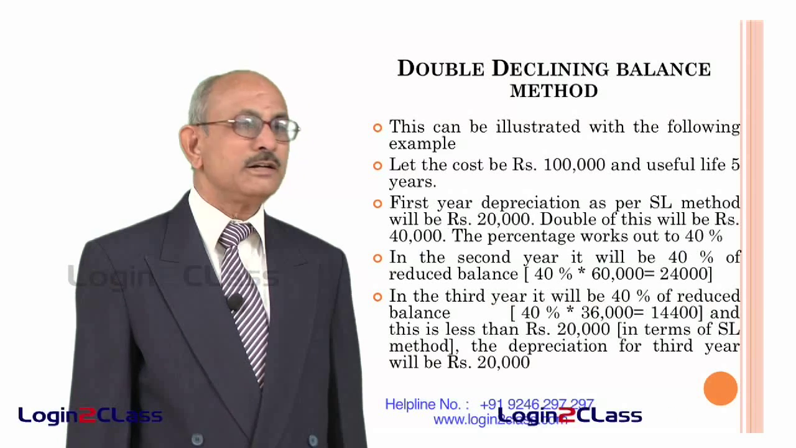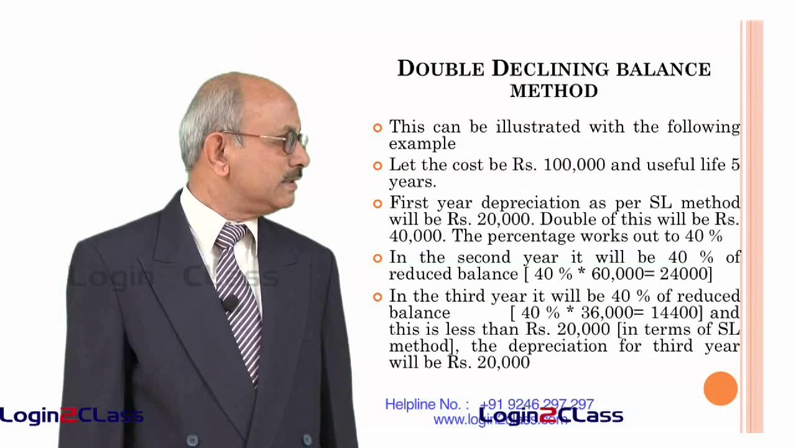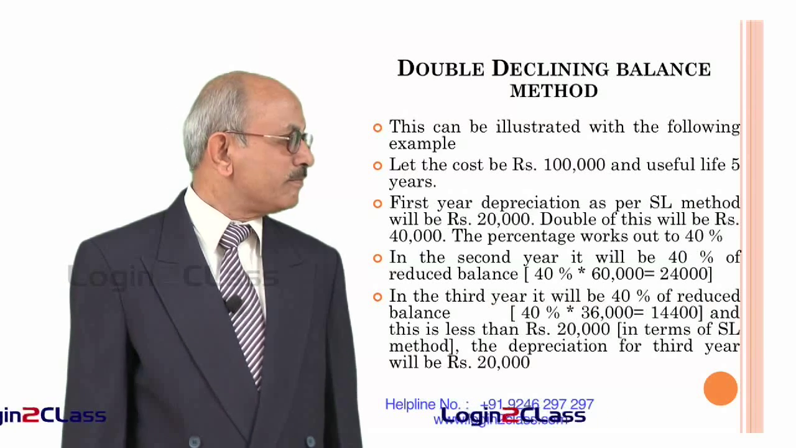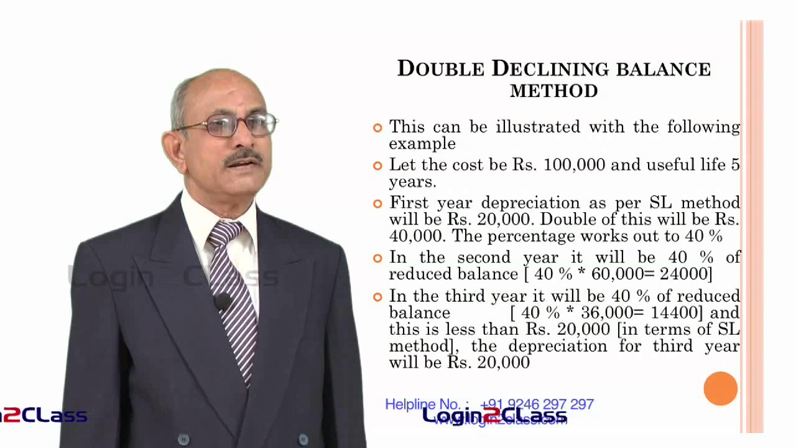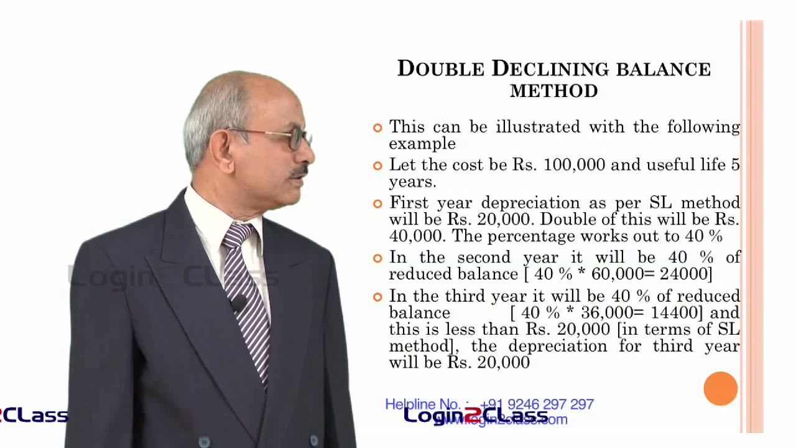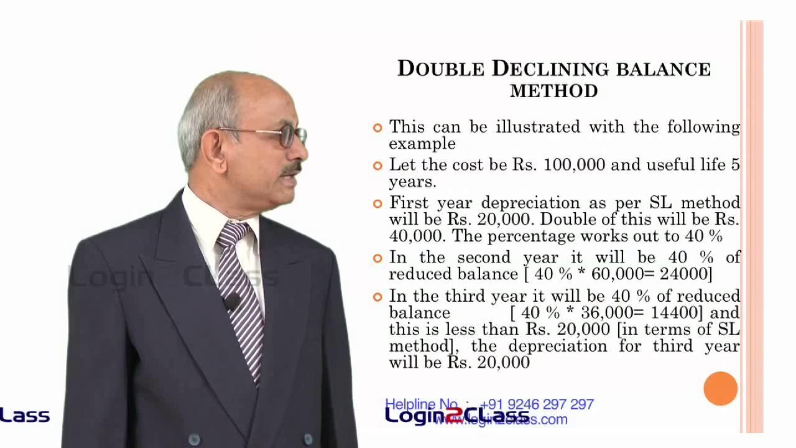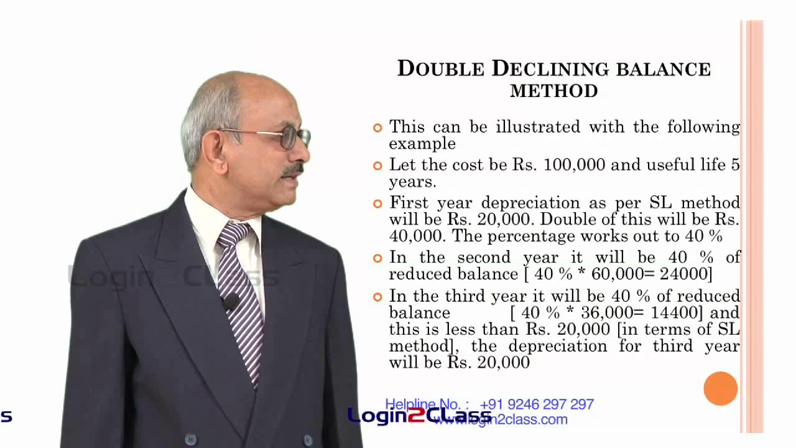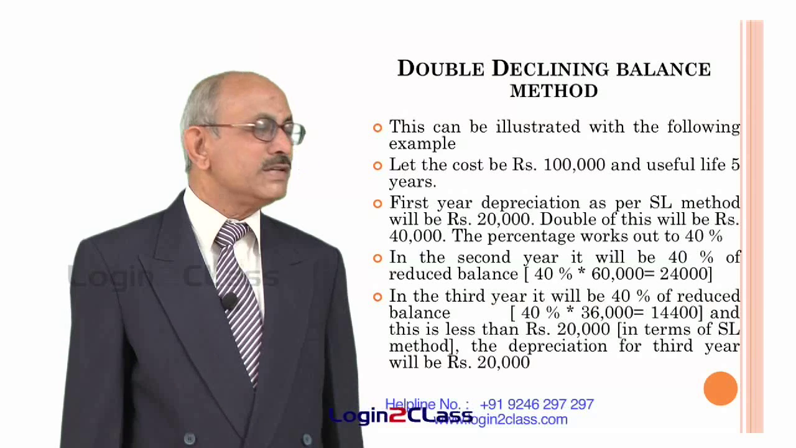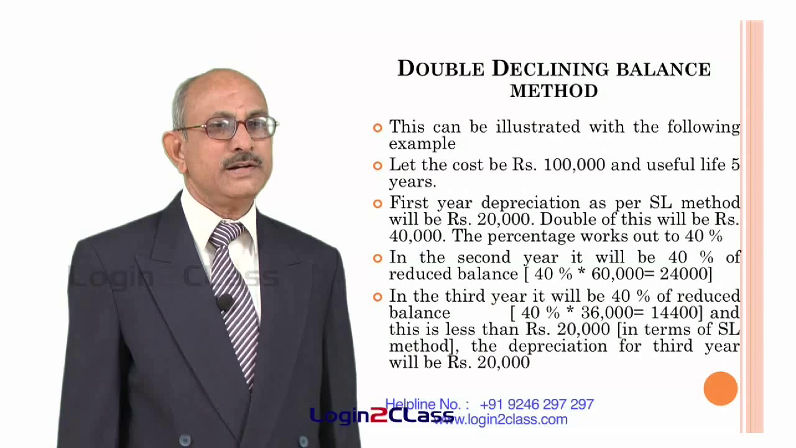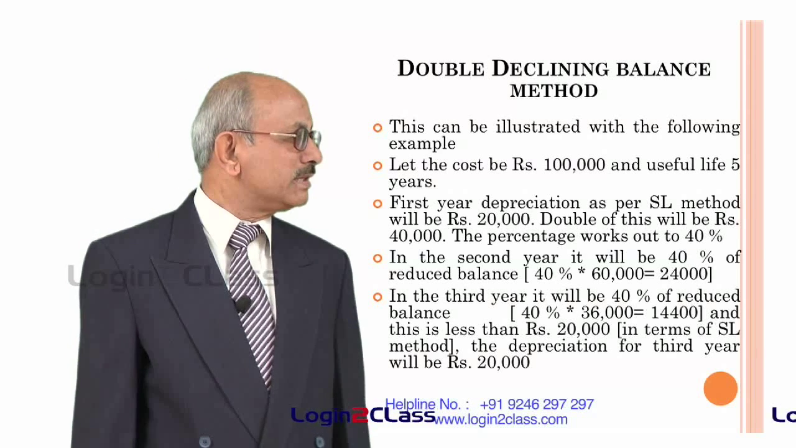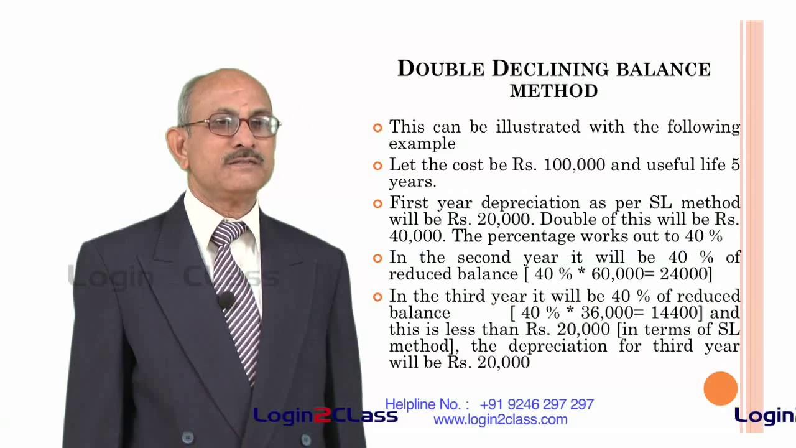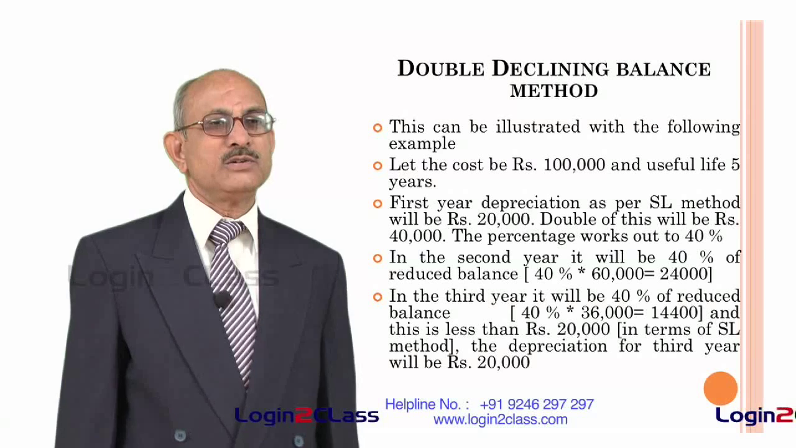In the second year, it will be 40% of reduced balance, that is 40% of 60,000, which comes to 24,000. In the third year, it will be again 40% of reduced balance, that is 40% of 36,000. But here the total comes to 14,400, which is less than the 20,000 which you would have otherwise provided had you adopted the straight line method. So, the depreciation for the third year will be taken as 20,000. Thereafter, it will be 20,000 every year.